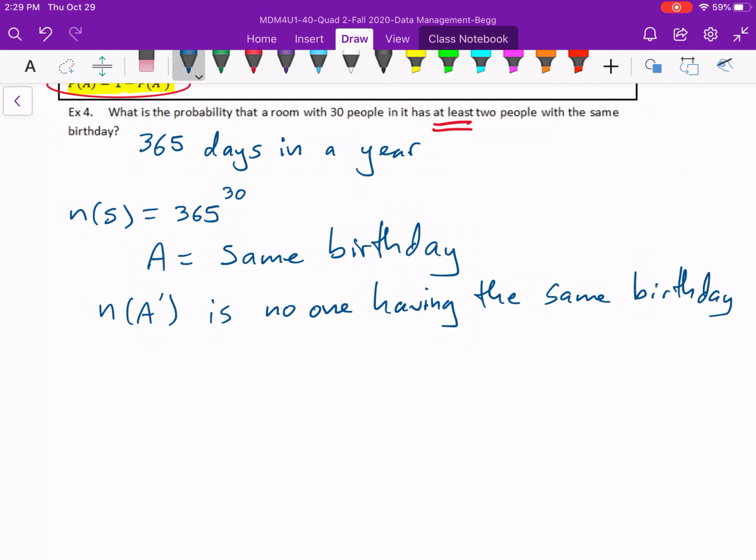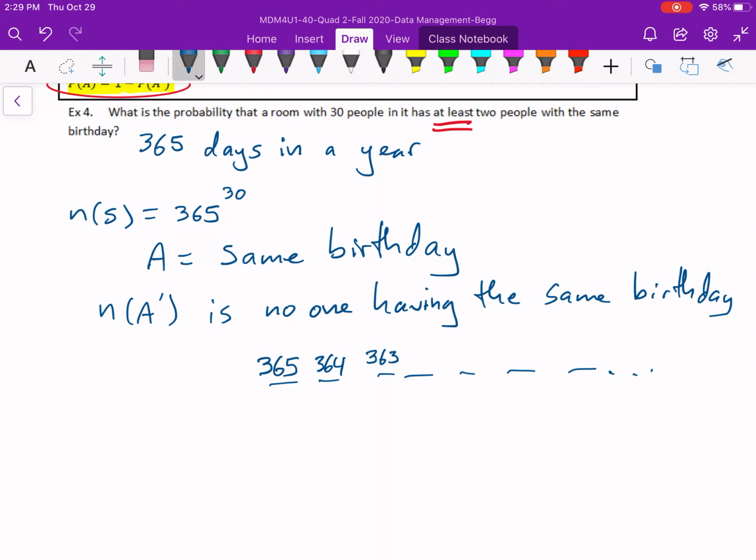And in that case, that's not so hard to do. Because all we have to do, again, imagine I'm drawing 30 spots here. The first person has a choice of 365 days for their birthday. The next person has 364. They could be on any day of the year except what the first person had. And the next person after that would be 363, and so on.